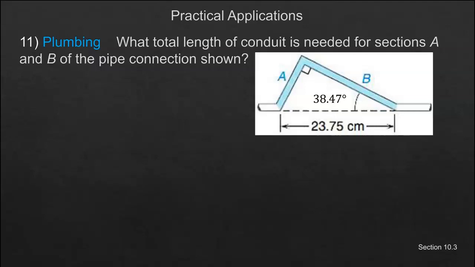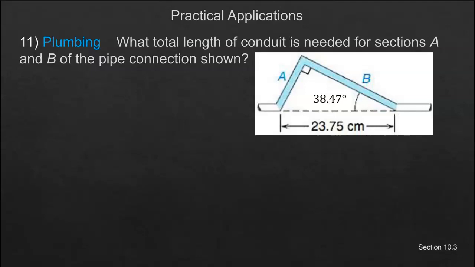This is video 3 for section 10.3, and we are going to finish it up on this video. On this example, plumbing, what total length of conduit is needed for sections A and B of the pipe connection shown? So that means we're finding both sides, both A and B, based on this angle measure. And so our angle measure is 38.47.